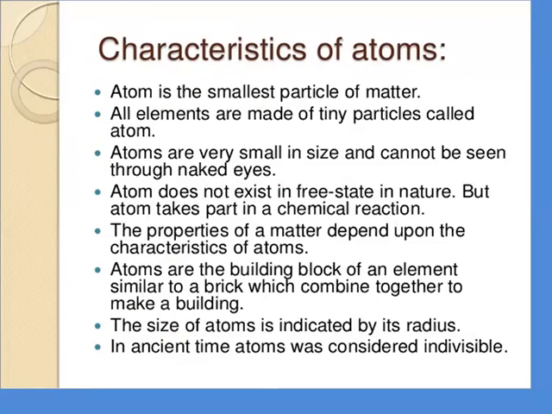Number 1, atom is the smallest particle of matter. Second, all elements are made up of tiny particles called atoms. Number 3, atoms are very small in size and cannot be seen with naked eyes. Number 4, atom does not exist in free state in nature, but atoms take part in chemical reactions. Number 5, the properties of matter depend upon the characteristics of atoms.